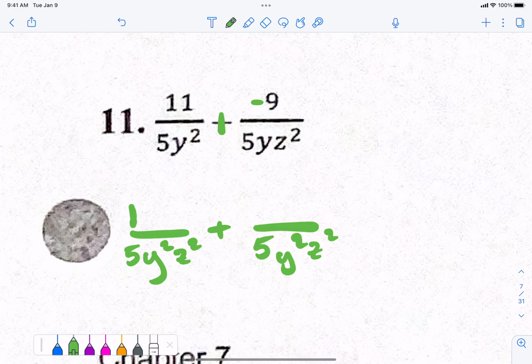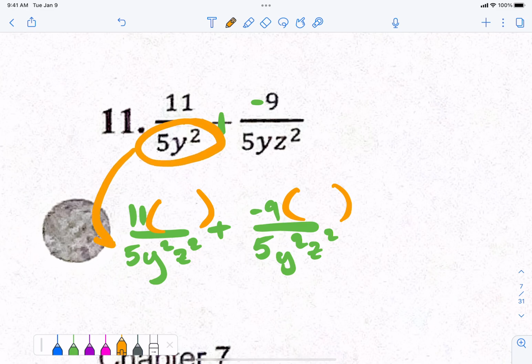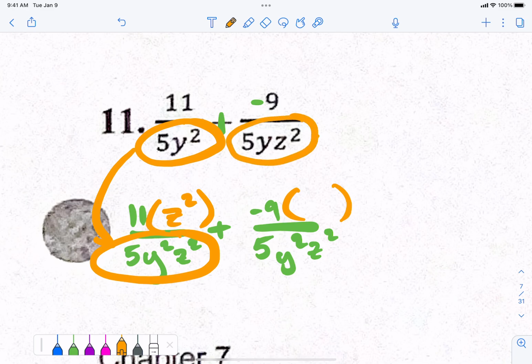Then I start with my 11 and my negative 9, okay? Those you guys just stay the same, but then I multiply by what he's missing, okay? So I put my little parentheses there, and we're just going to compare. So I am comparing 5y squared with this right here, right? So 5y squared is what he has right now. What does he need? He needs a z squared, so I'm just going to put z squared in that box. Does that make sense? Okay? Now this guy right here, compared with this guy, what is he missing? He needs a y, right?